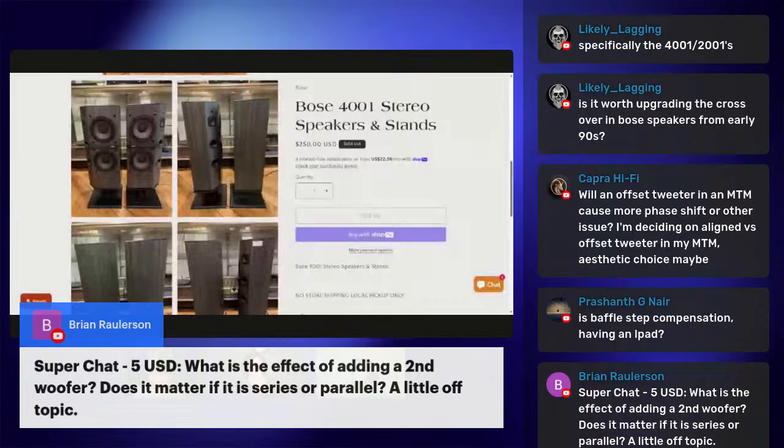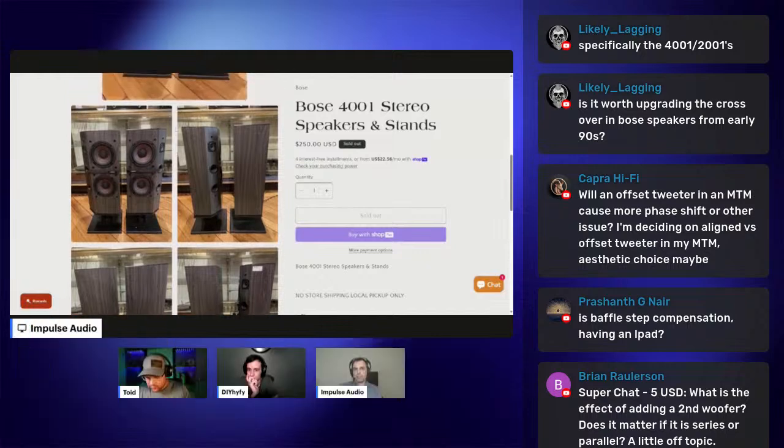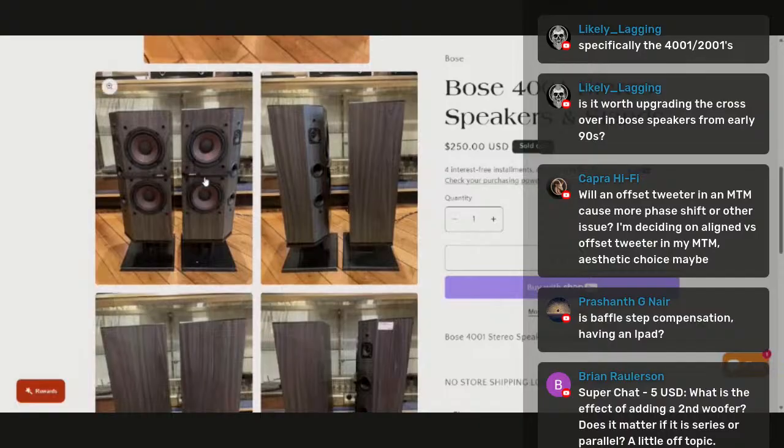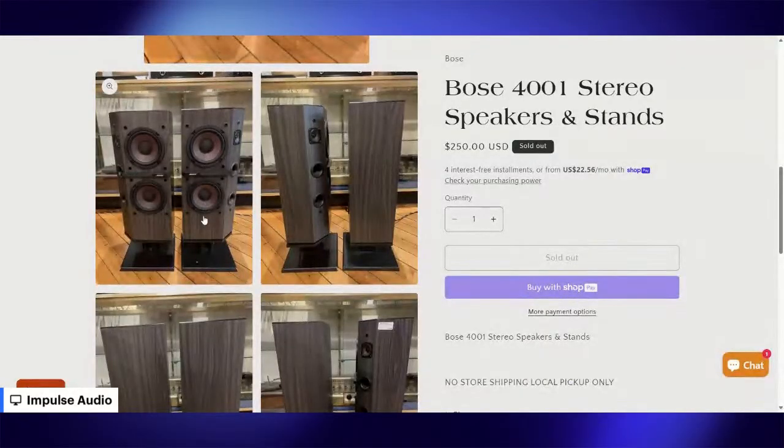Oh, okay. What is this? He Bose also asked, 4001. He asked if it'd be worth upgrading the crossovers in these, and I see where his question is coming from, because there's two woofers and they're probably playing the same band. Maybe they're 2.5 way, or they look like a 1.5 way with this side radiating speaker. I'm not really sure how these are configured. I would bet it's really simple.